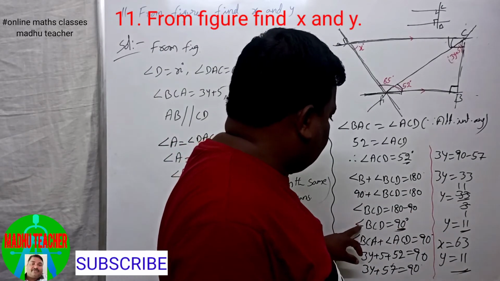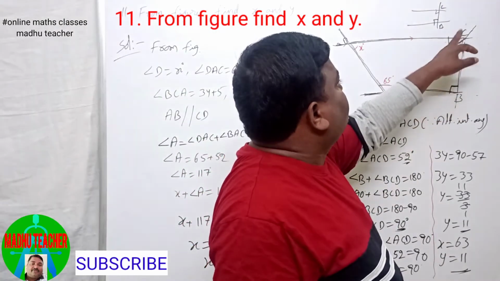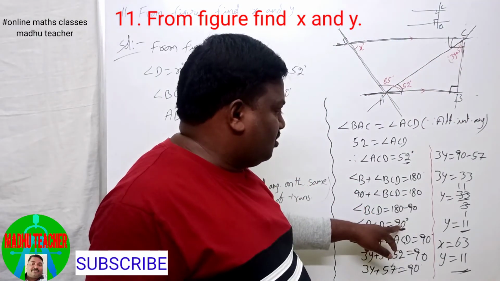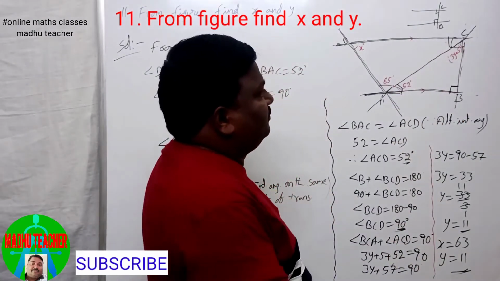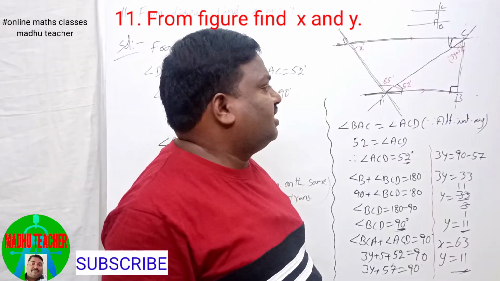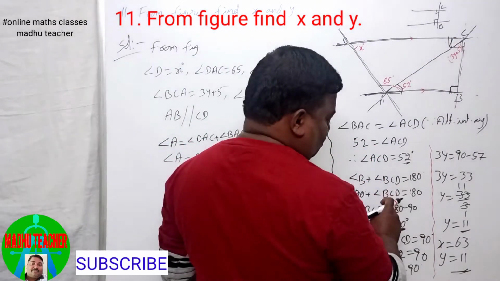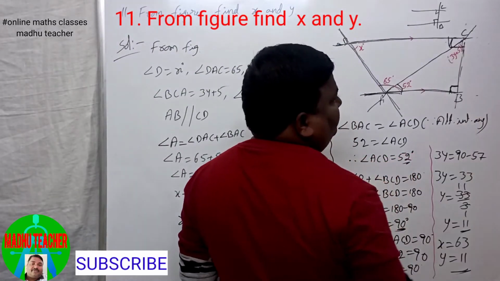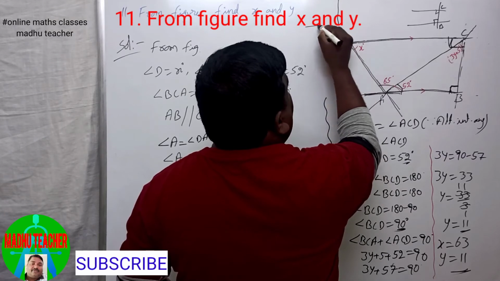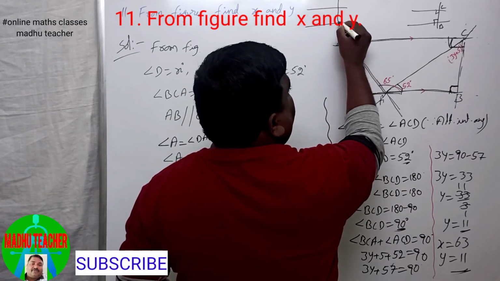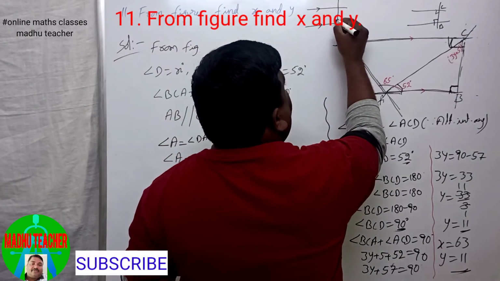So here we got angle BCD equal to 90 degrees. How did we get it? By taking these two angles, which are interior angles on the same side of the transversal. Therefore, these two are supplementary. Finally, we got angle BCD equal to 90. Or we can say simply, if a line is perpendicular to one of the parallel lines, then that line is perpendicular to both.